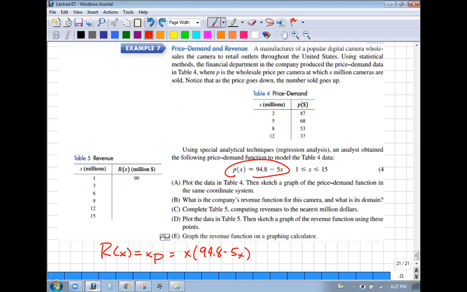So we get 94.8x minus 5x squared. What is its domain? I could plug in any number I want into this and get a number out, so the domain would be all real numbers. Okay. It doesn't exactly make sense to have a negative number of items though. So really I would just say x has to be positive, it could be any positive real number.